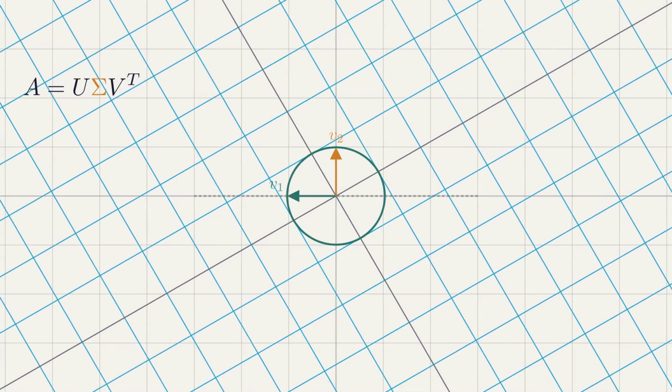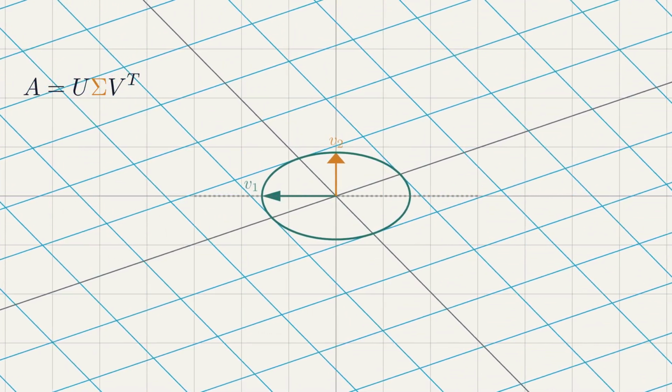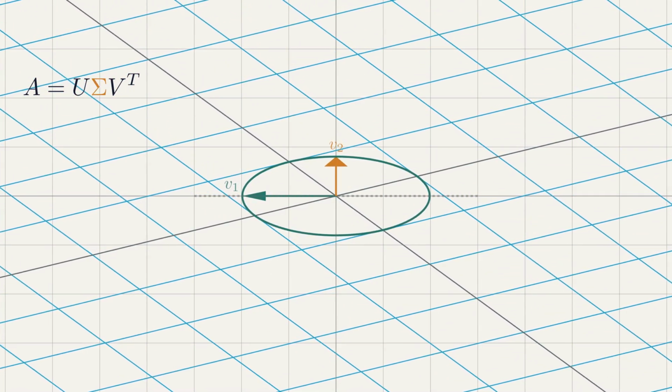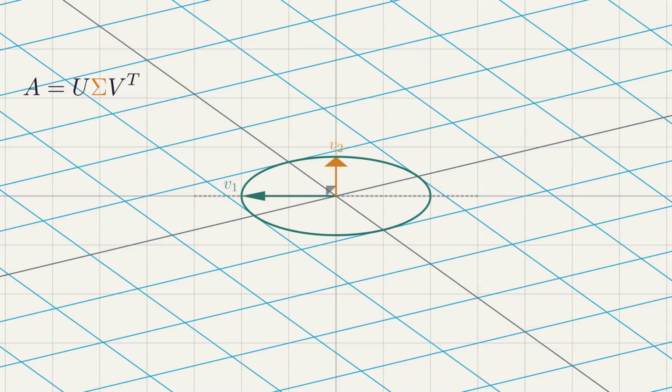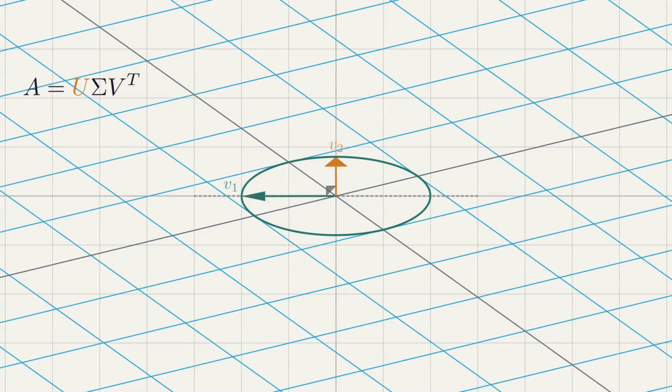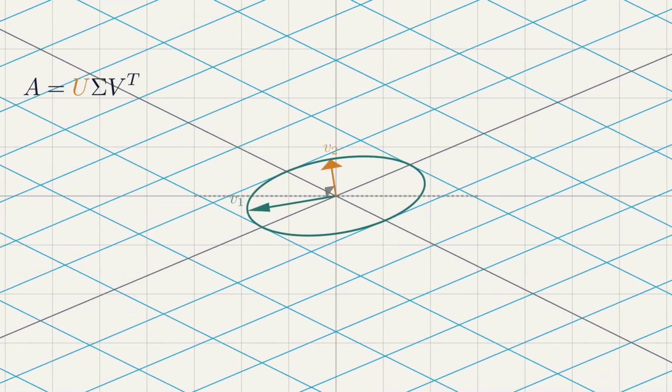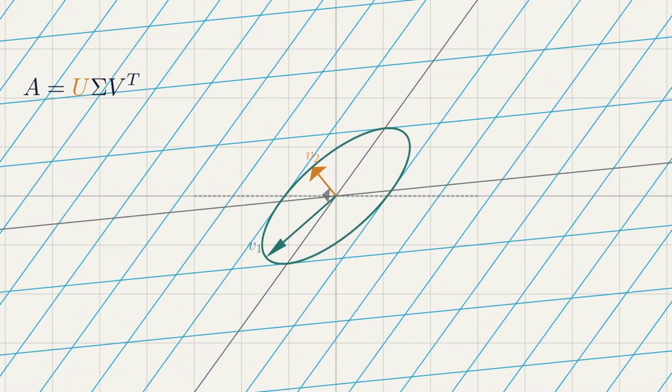Next, sigma scales these vectors. The factors by which we stretch or squish are called the singular values. Now the circle deforms into an ellipse. If a singular value is 0, that entire dimension collapses. The number of non-zero singular values is the rank of the matrix. Finally, U rotates the scaled vectors into their final orientation in the output space.